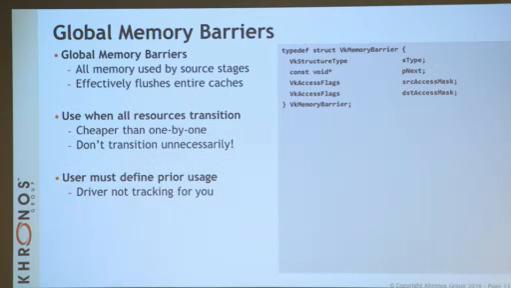So global memory barriers, again, it's all memory used by any of the source stages you ask for, and effectively flushes everything in a cache that would be relevant to that stage. And you mainly want to use it when many or most of your resources are going to be transitioning in the same way. It sort of saves on having to ask the GPU to individually flush different bits of the cache at the same time. But there's a balance to strike, and you may need to do some tuning.